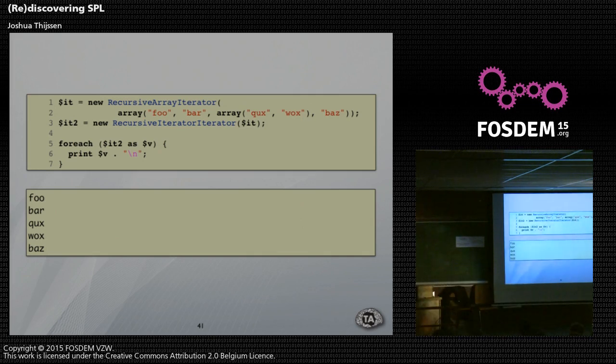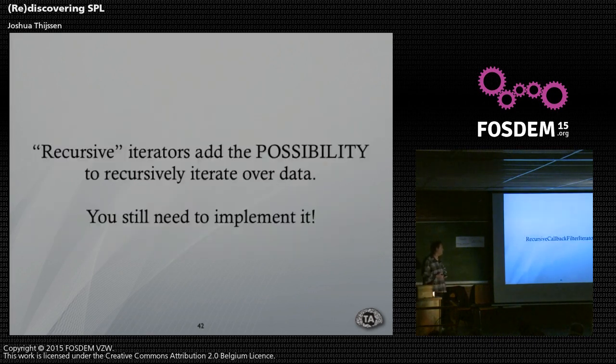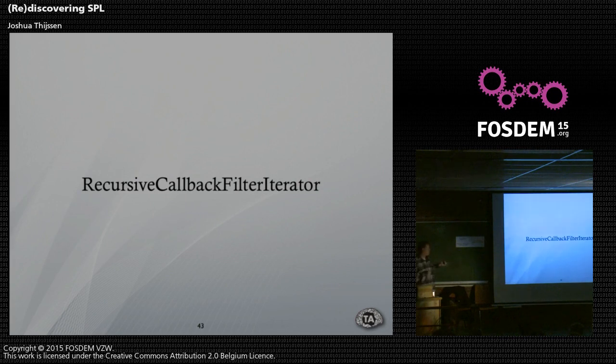Now, this is what happens a lot in SPL. This is what makes it really, really hard to work with. So, recursive callback filter iterator. Anyone want to try? Everybody's like, no way. Well, it's easy.